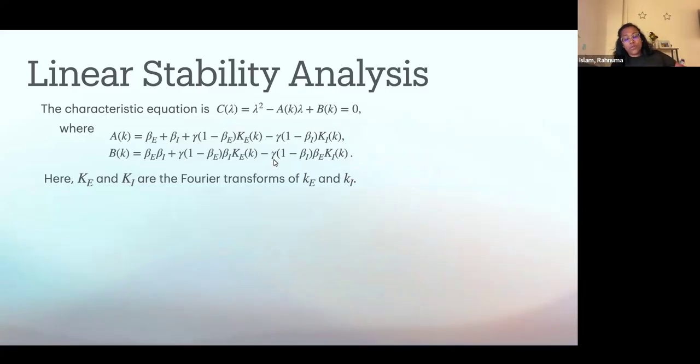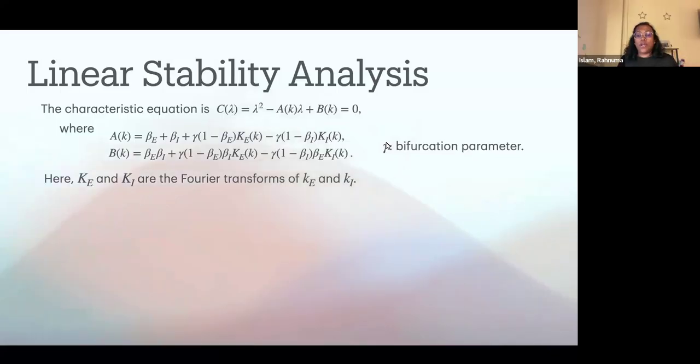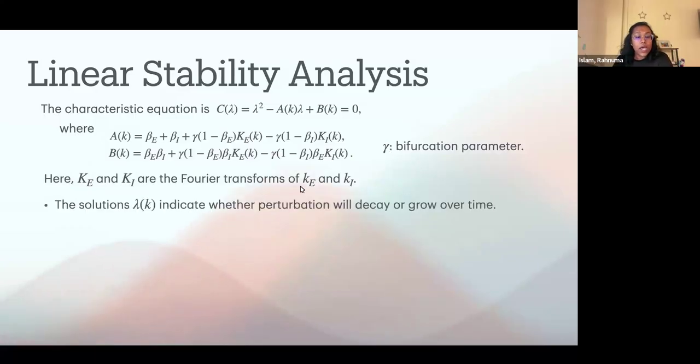And this parameter gamma is very important. This gamma is the bifurcation parameter. Later in our analysis, we use this gamma, and we see that if it goes above our threshold, that's when the Turing bifurcation or Hopf bifurcation happens. So the solution of this characteristic equation, lambda, will indicate whether the perturbation will decay or grow over time.